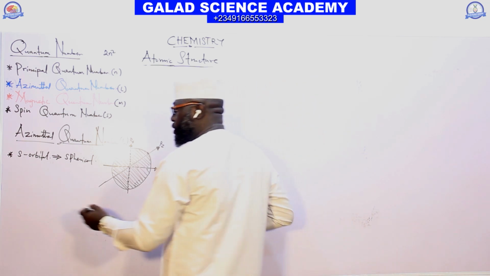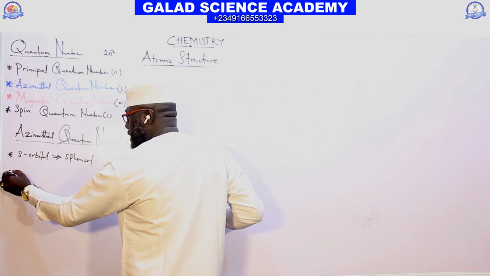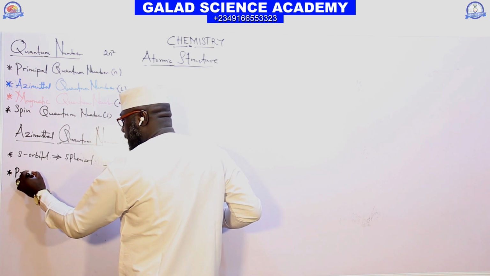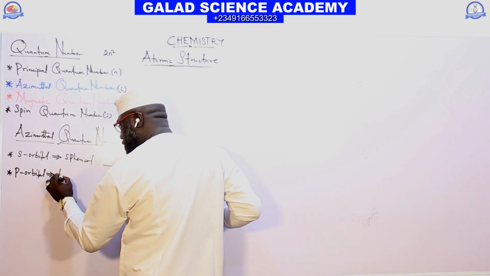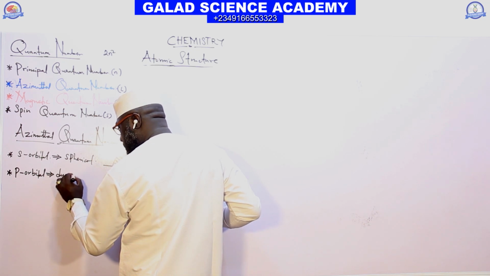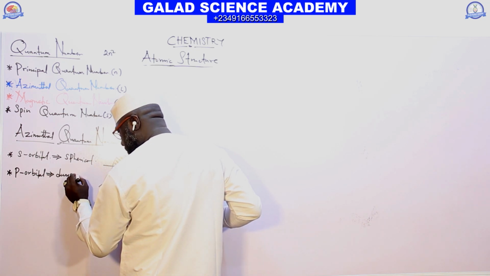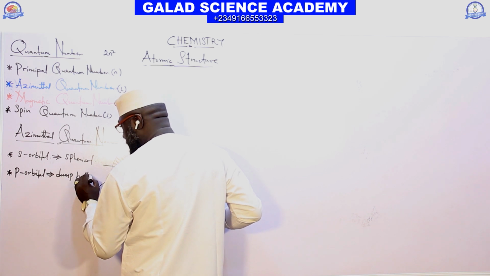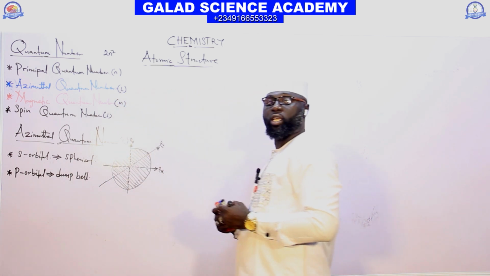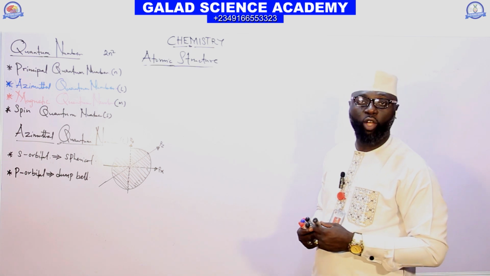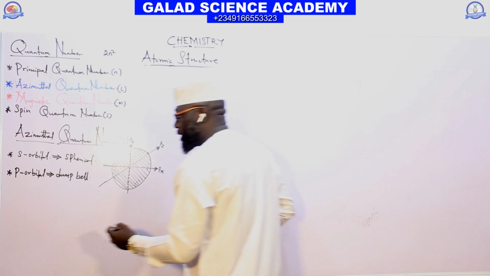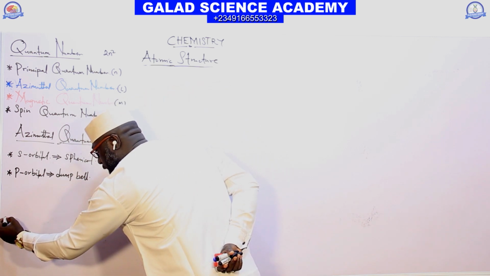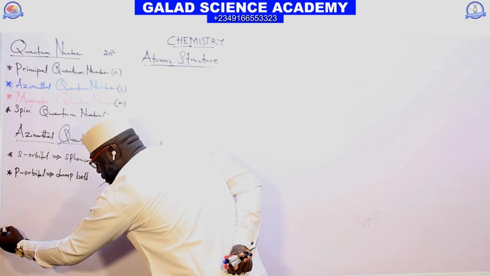And the next one is the shape of P orbital. The shape of P orbital is dumbbell. Dumbbell with 3 folds. And this is how the shape of P orbital looks.